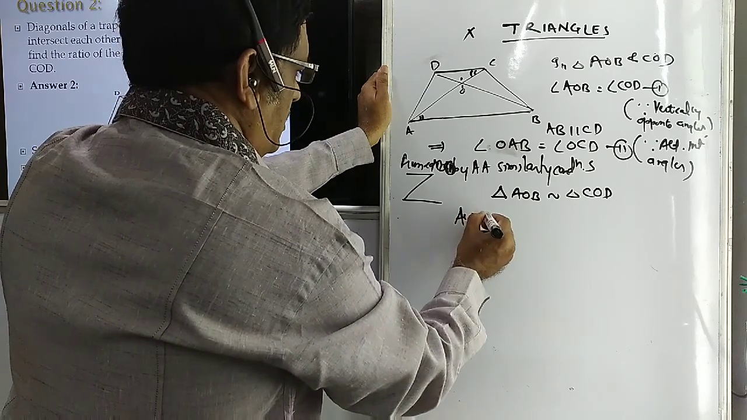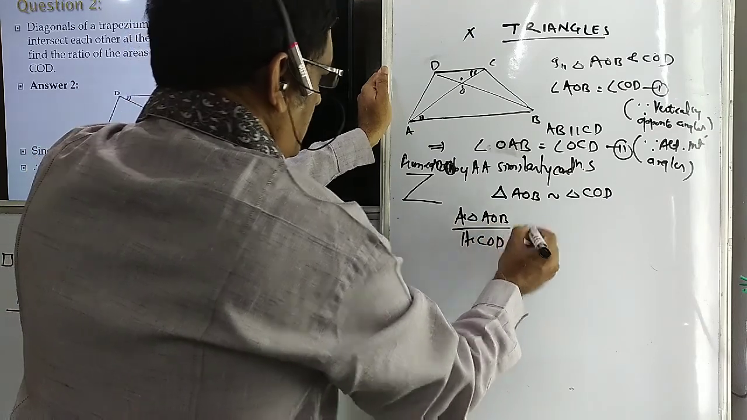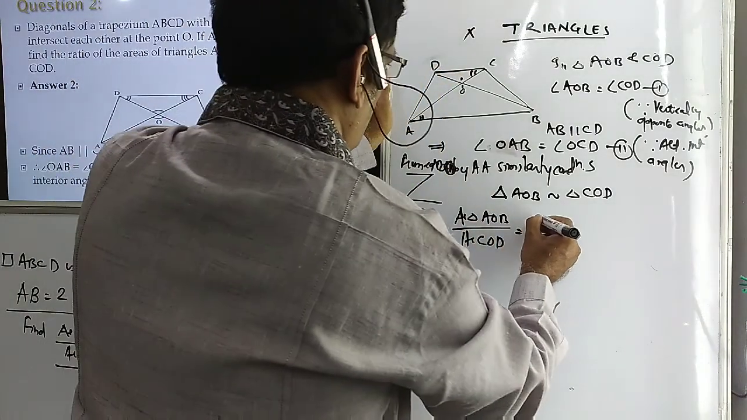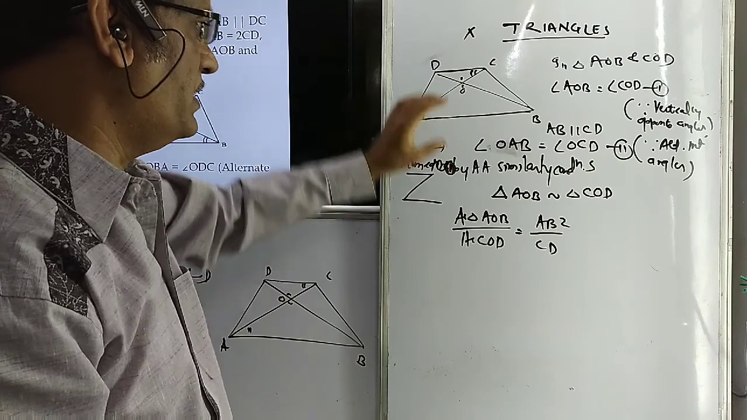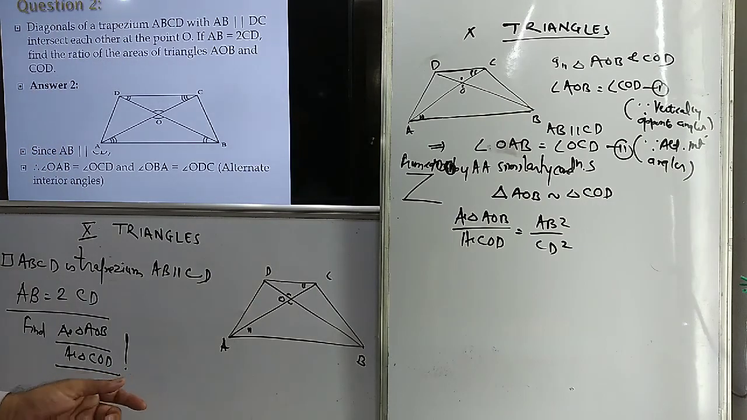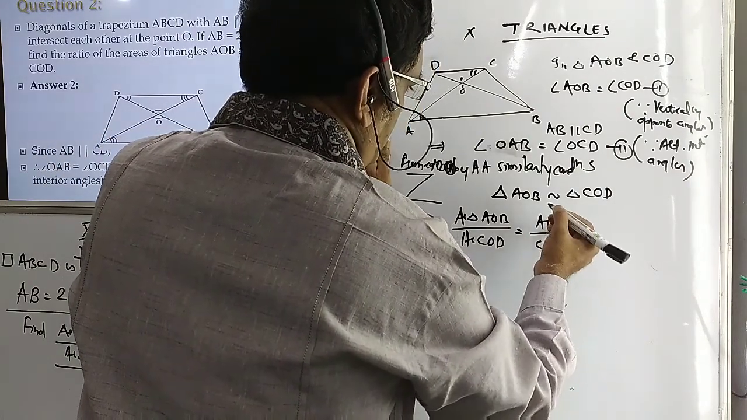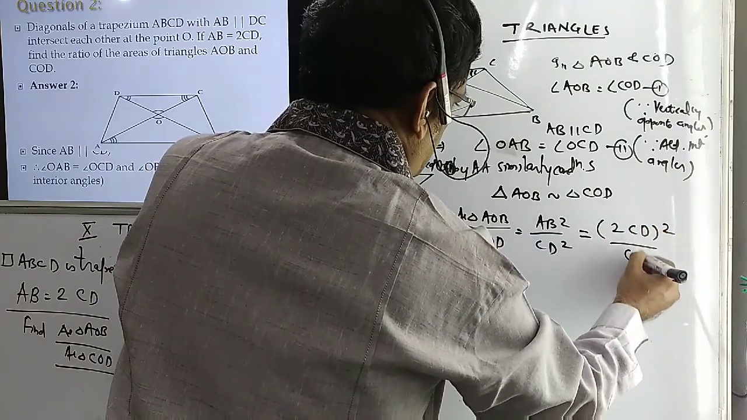Means area of triangle AOB by area of triangle COD is equal to, now this AB corresponds to CD, AB square by CD square. OA corresponds to OC, but that is not required, because what is given is the AB and CD relation. What is the AB and CD relation given? AB is twice of CD, so we put AB as 2 CD, 2 CD square by CD square.